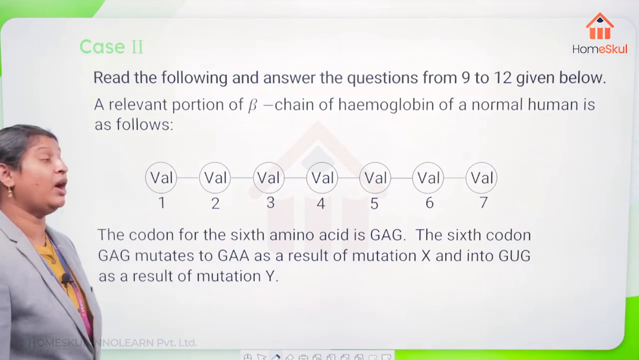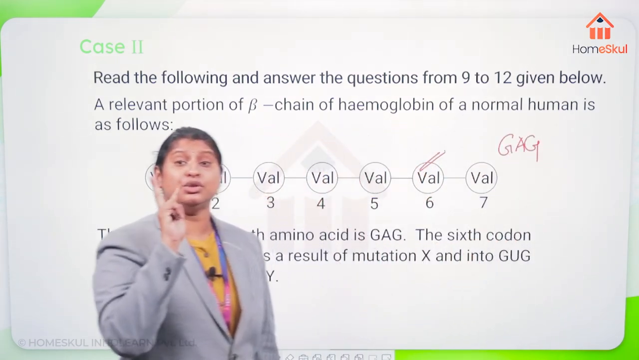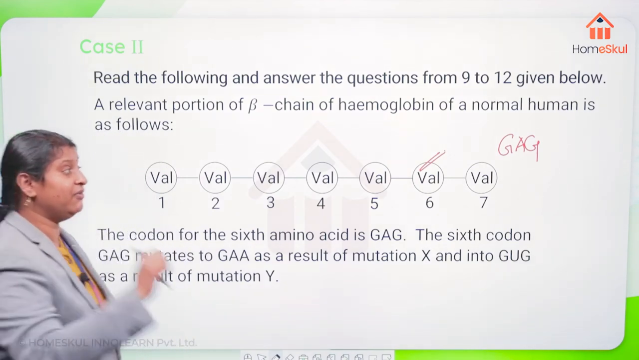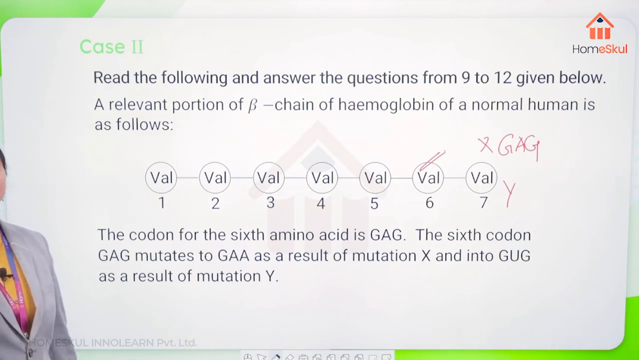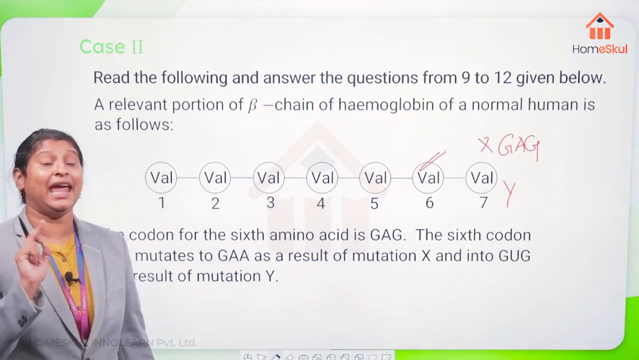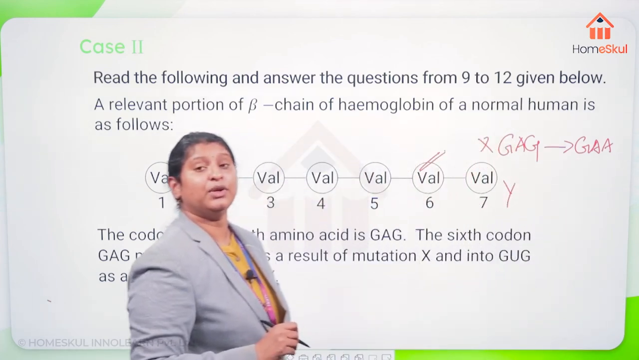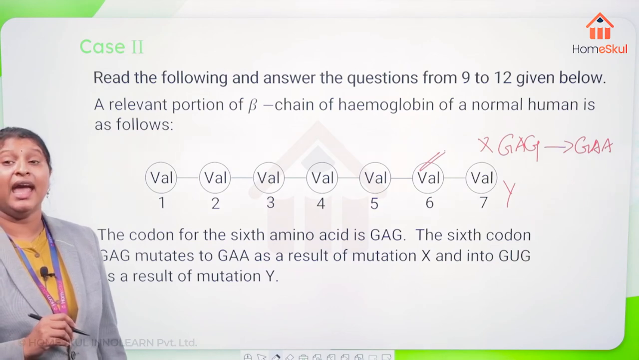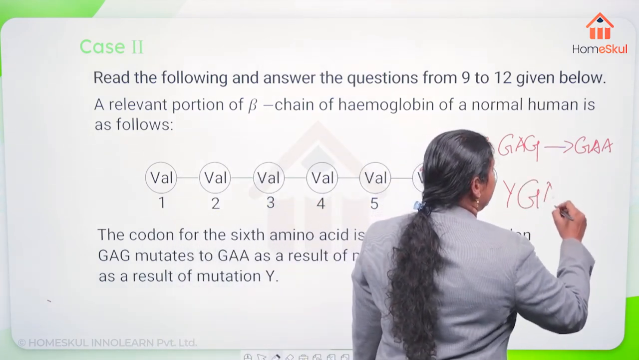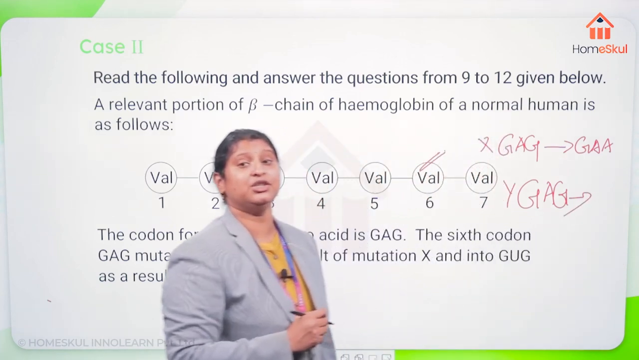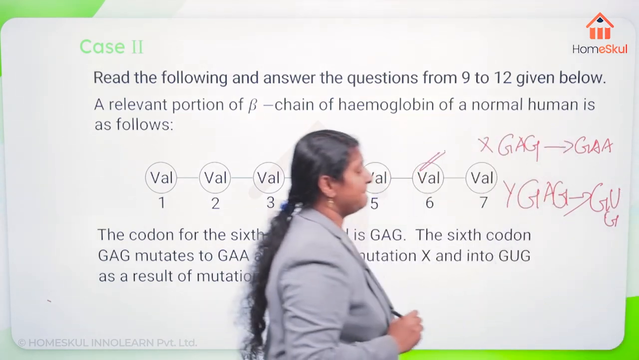The codon for the sixth amino acid is GAG. Two mutations are occurring there, mutation X and mutation Y. In mutation X, the sixth codon GAG mutates to GAA. And into GUG as a result of mutation Y. That is, due to mutation Y, GAG is getting mutated to GUG. What will be the answer?